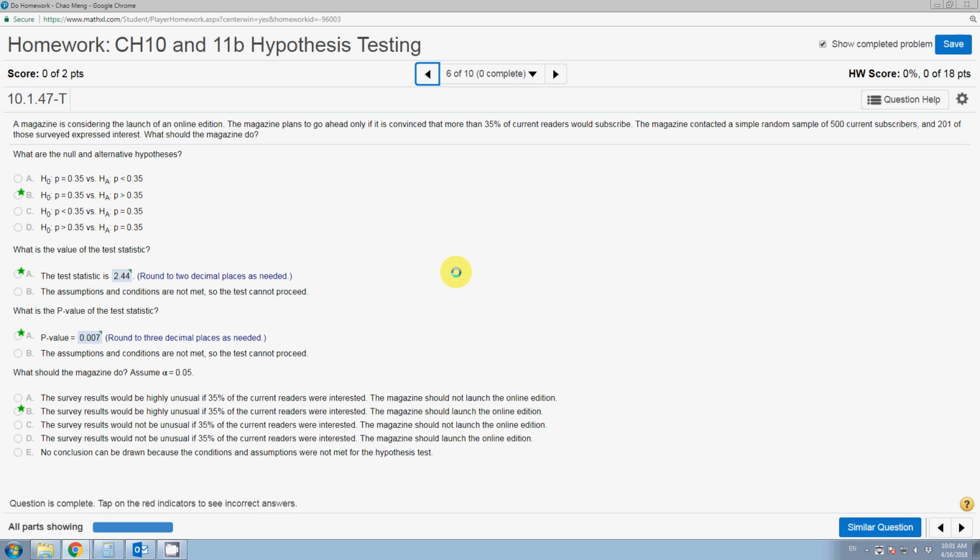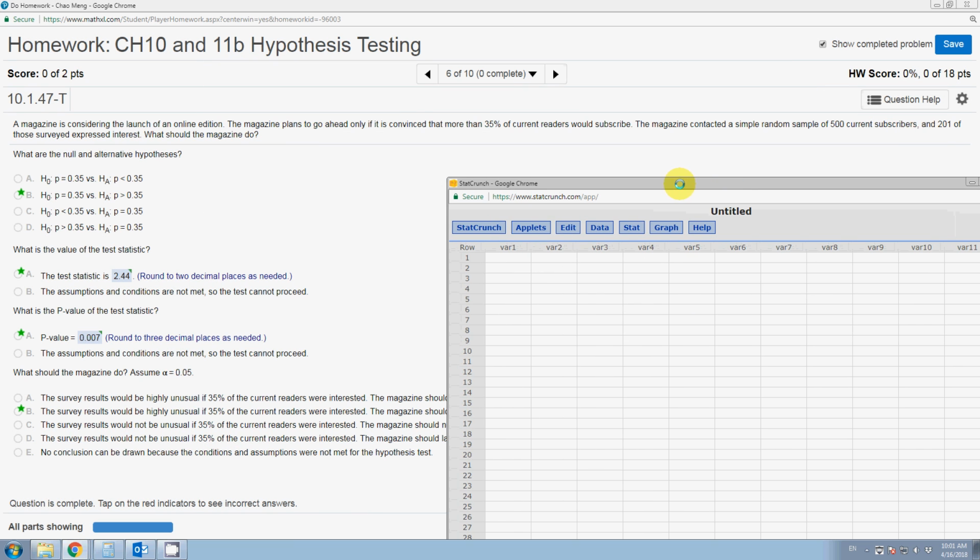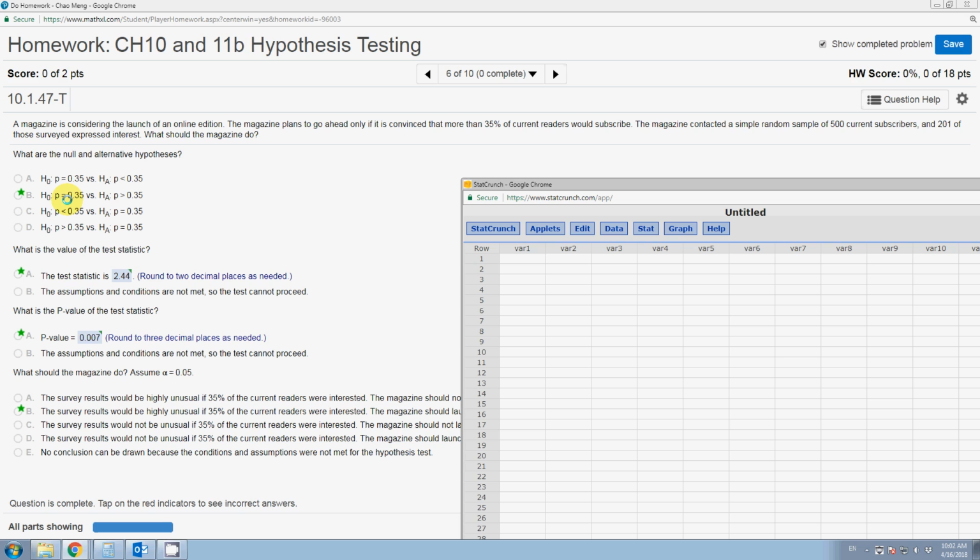Hello class, this is chapter 10 assignment question number 6. In this question, we are doing a hypothesis testing. So let's open StatCrunch. Okay, let's leave it here for now. And here in the first question, we need to determine the null and alternative.